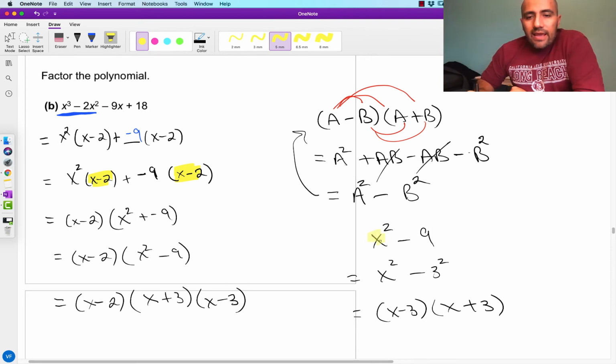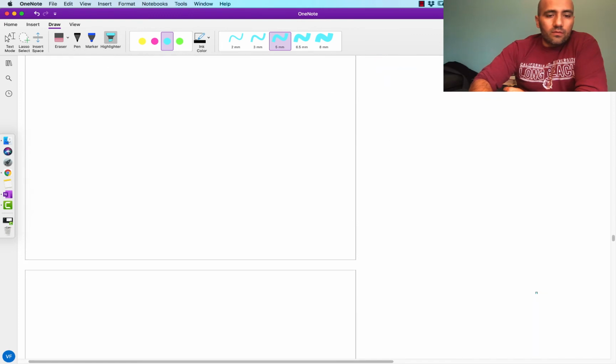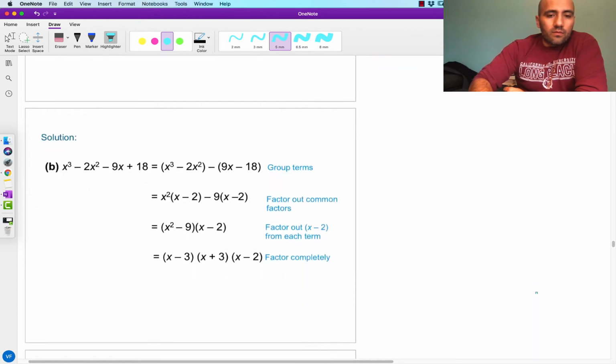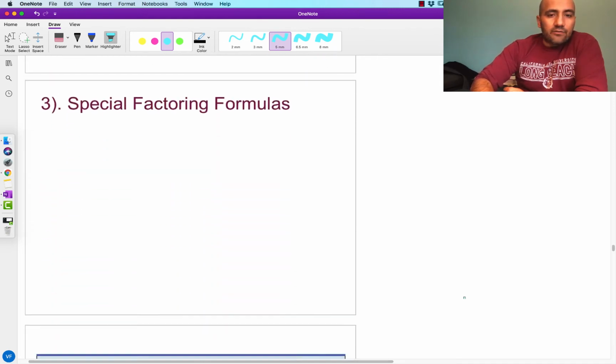Here the a is equal to x, that's the a, and then the b is equal to this 3, b squared. And so that equals this. Right, so just following that pattern along. So this is what the author did. And then that leads to the special factoring formulas.